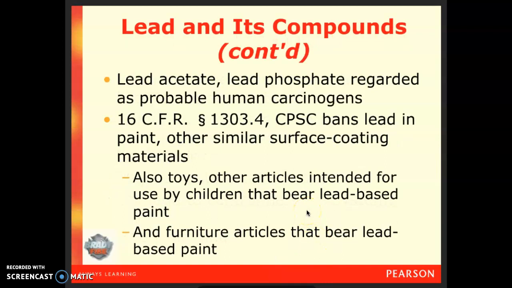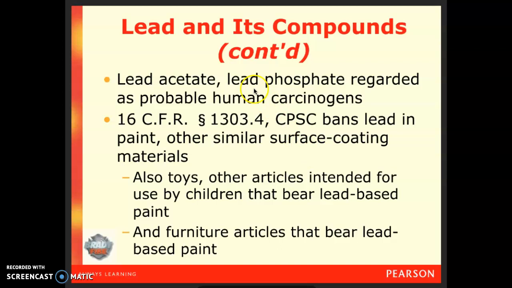Now, where do we find lead and its relations? Lead acetate and phosphate are regarded as probable human carcinogens. So in addition to the effect of the lead, we also get carcinogenic effects. For these reasons, these were great pigments and really produced some vibrant colors. But as a result, paints and other finishes, lacquers, and whatnot are no longer allowed to have lead-based compounds in them.